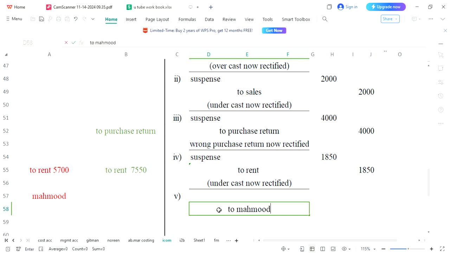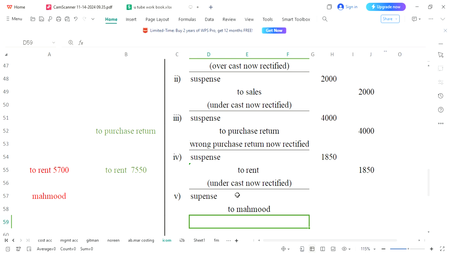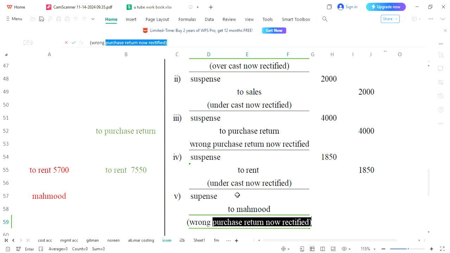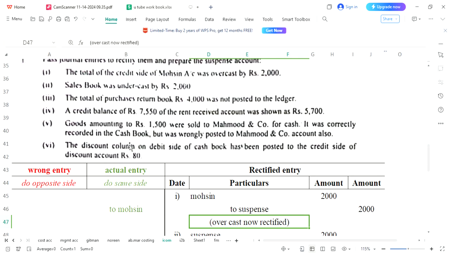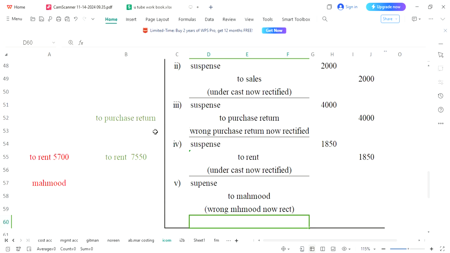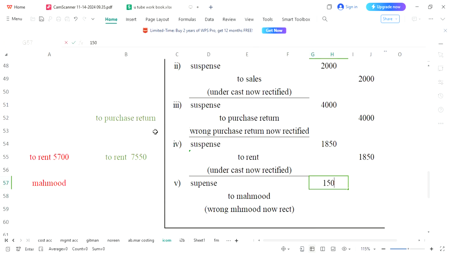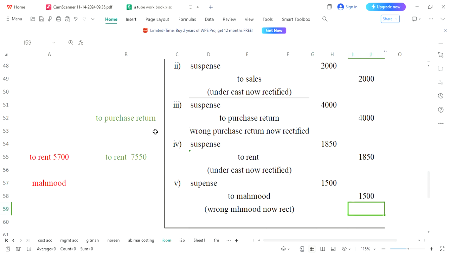So here we will write Mahmood, and cash to sale was correct. There is nothing else left to be written on the debit side. So for the time being, we will write suspense account over here. Narration, we can write: wrong Mahmood now rectified. Let's see how much was the amount for Mahmood. It was 1500. So 1500 would be written on the debit side and 1500 would be written on the credit side.